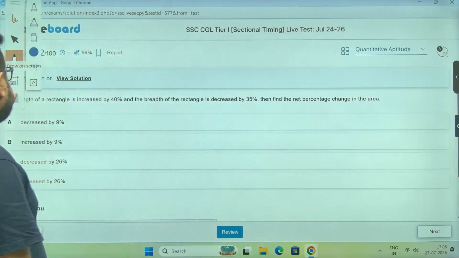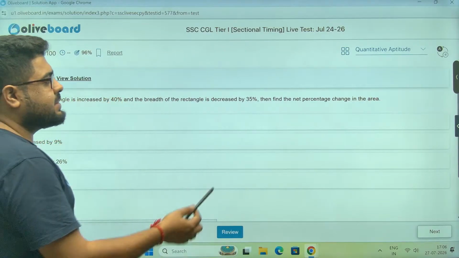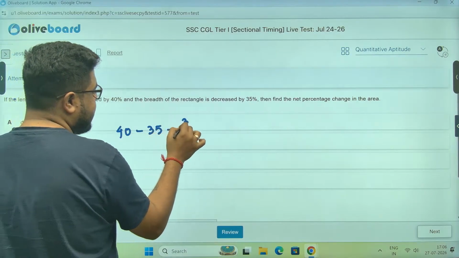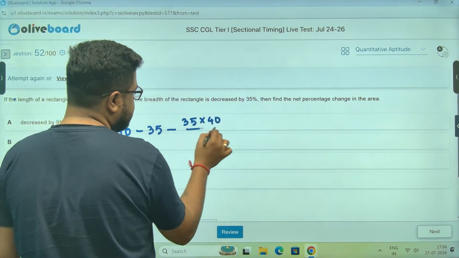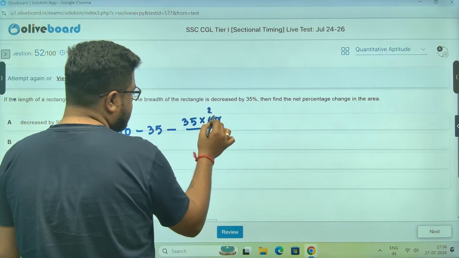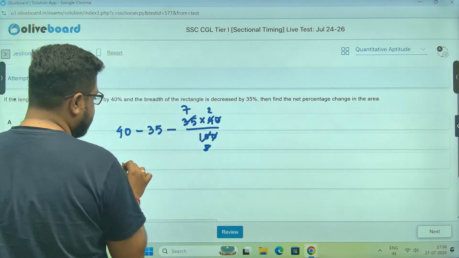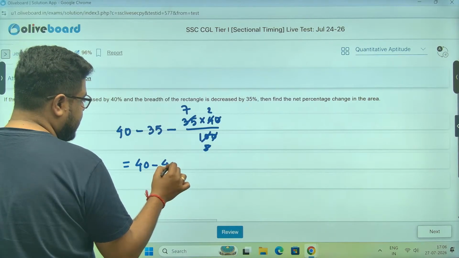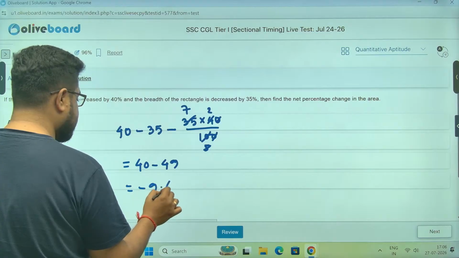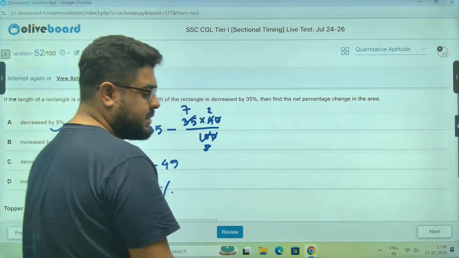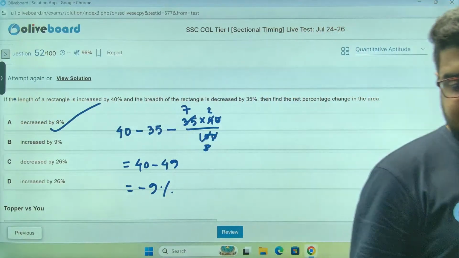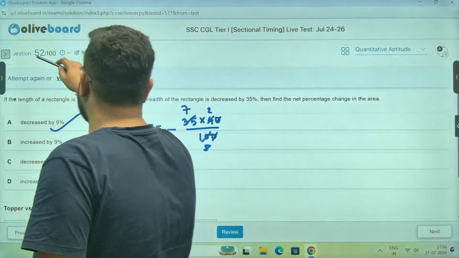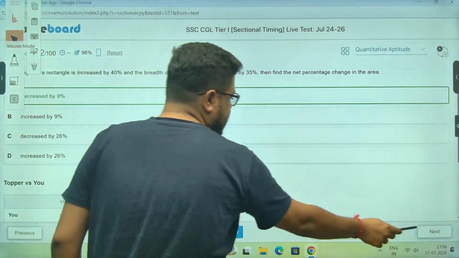Next one, sir. Length is increased, breadth is decreased. Again AB theorem. Plus 40 minus 35 plus minus 35 into 40 by 100. Double zero gone, 2, 2, 2, 5, 7, so this is 14. 40 minus 14 will be 49? So minus 9%. So the area will decrease by 9%. Option number A is most definitely your correct answer. Very simple stuff. Next one, please, sir.